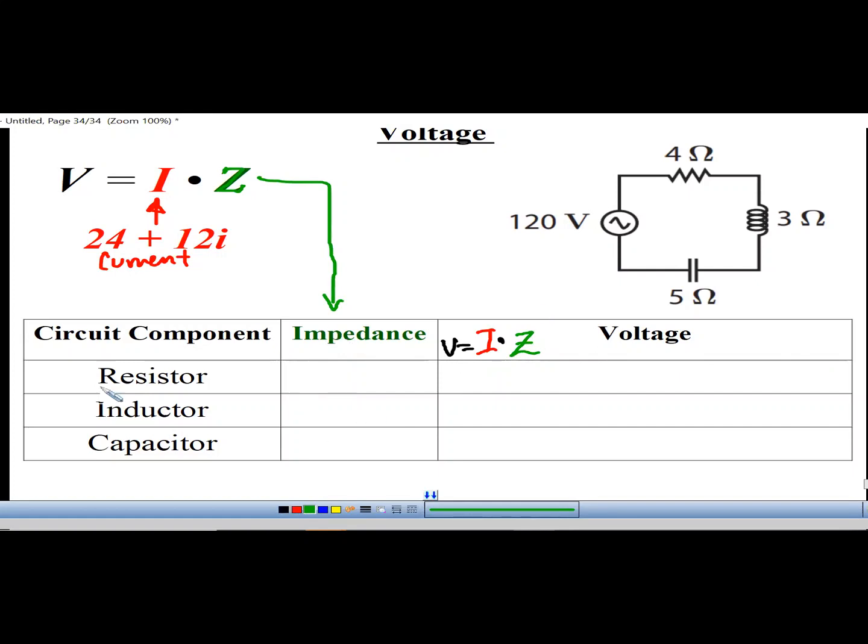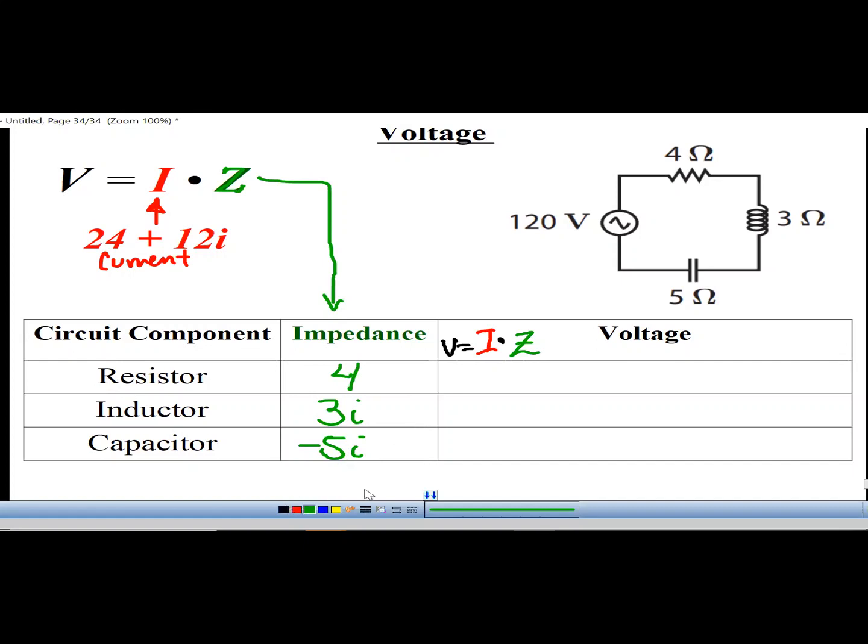Let's look at the resistor. It says 4 ohms. So what would I write here? It's a real number, so I just write the number 4. Inductor, where's the inductor? It's over here. It says 3 ohms. So how would I write that? 3I. And lastly, the capacitor, down here, is 5 ohms. How would I write that? -5I. All right, now that we have that, now we get to work.